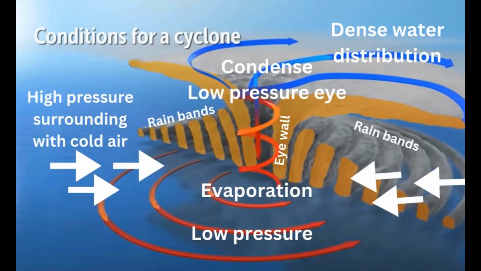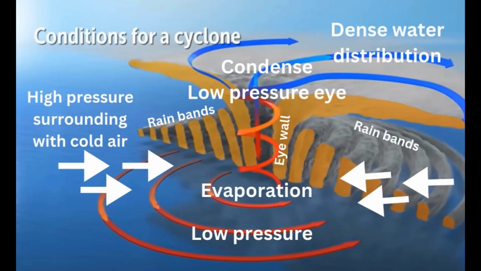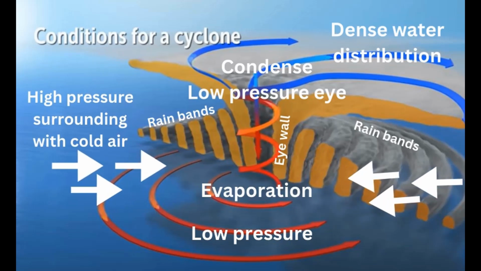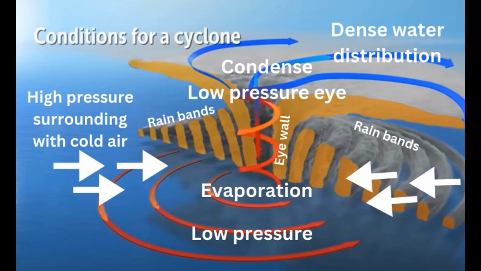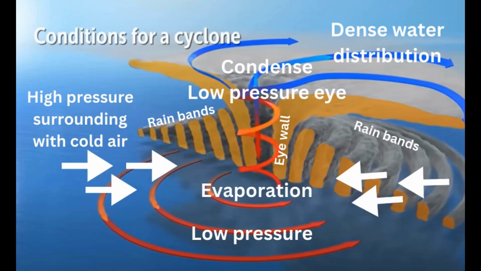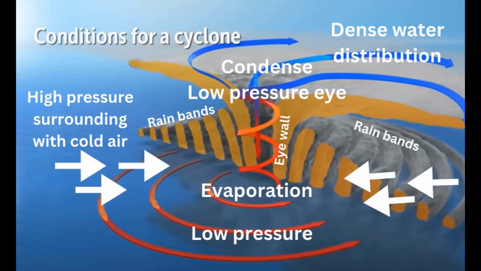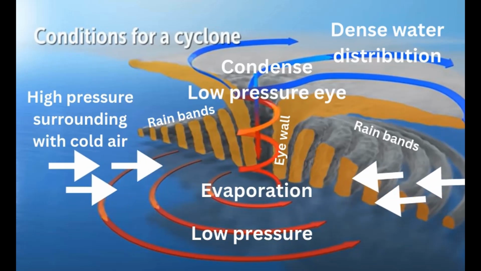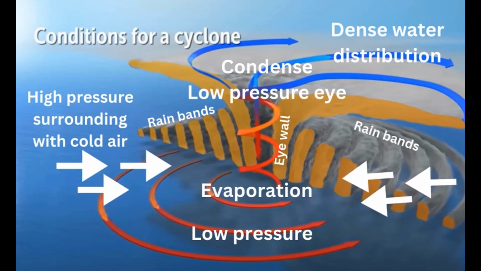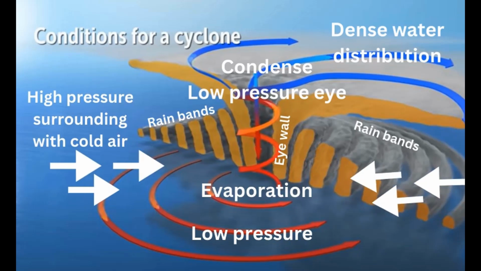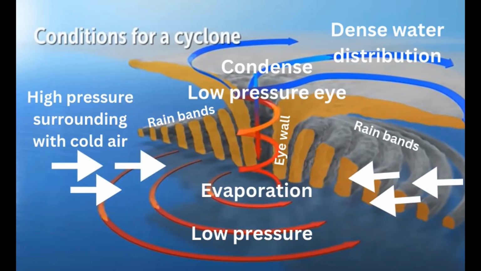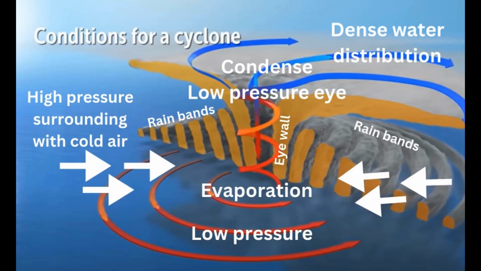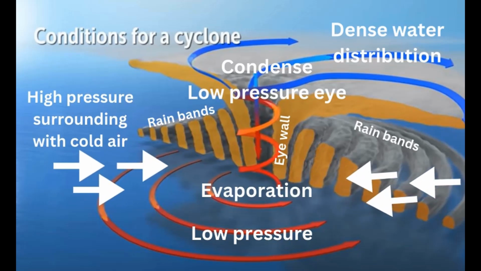Step 1. Tropical cyclones form over oceans between the tropics of Cancer and Capricorn. Warm water, above 26.5 degrees Celsius, evaporates, sending moist air upward, lowering the pressure at the surface. Step 2. That air rises, cools, and condenses at higher altitudes, releasing latent heat. This heat fuels dense cloud formation and deepens the low-pressure zone.